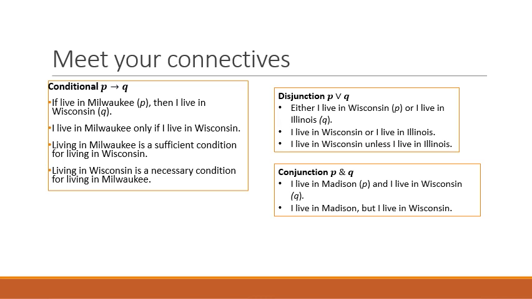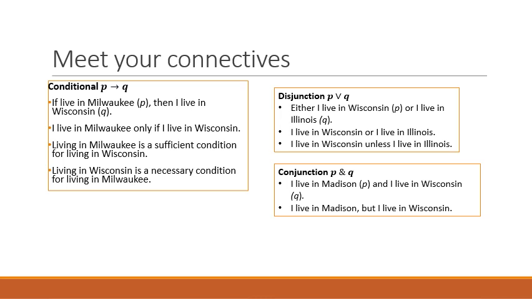Conjunctions also have a couple different versions. So and is the most common. So I live in Madison and I live in Wisconsin is a conjunction. But the word but is also a conjunction. So I live in Madison, but I live in Wisconsin. It has a slightly different meaning than and, but from a logical point of view, it has the same logical function in terms of truth value. So what makes an and sentence true is the same thing that's going to make a but sentence true. So just something to keep in mind.